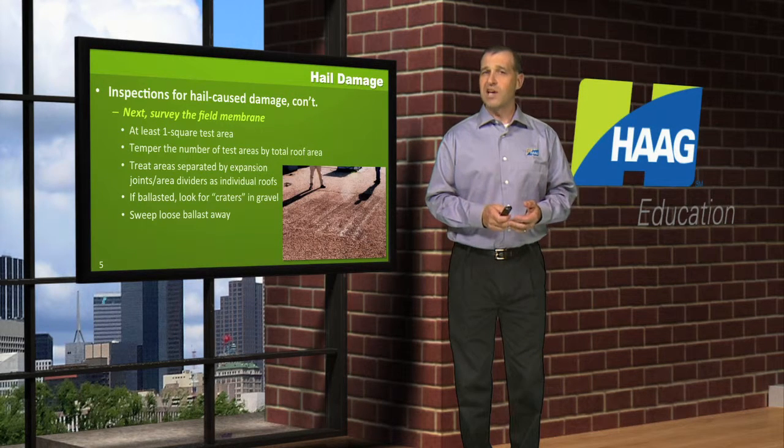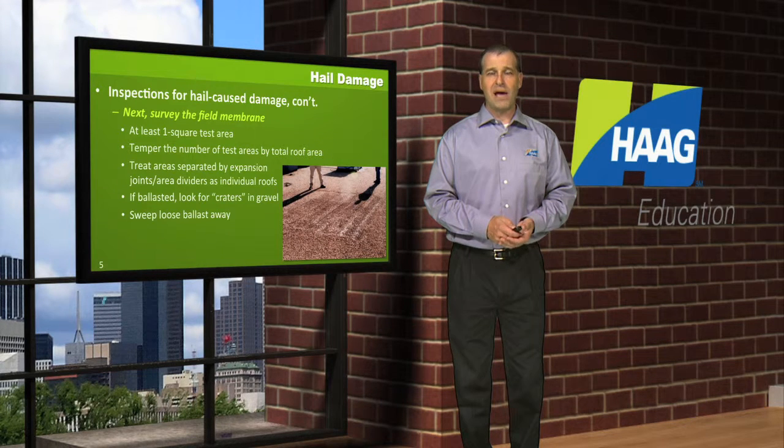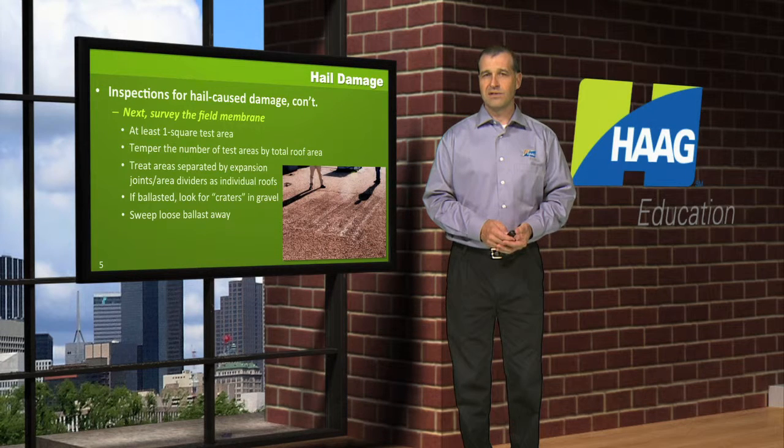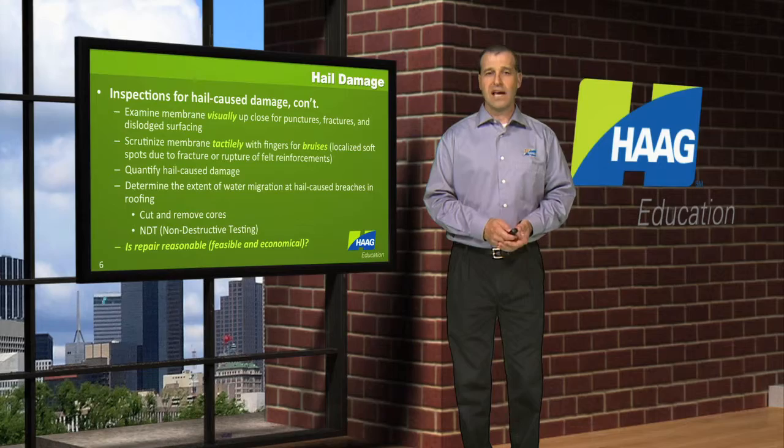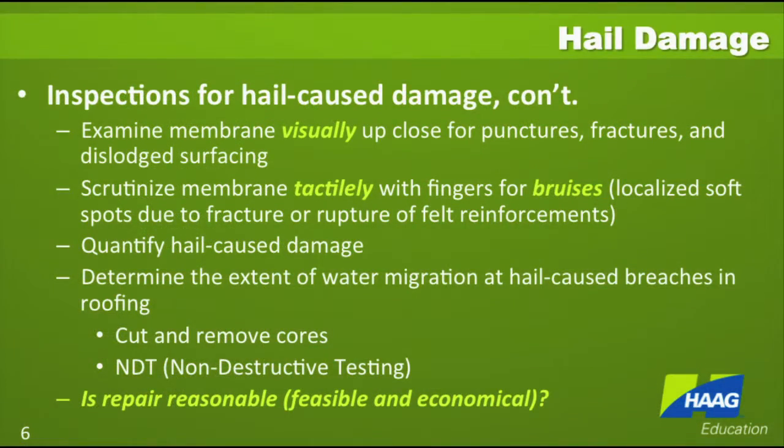Also, you could do a more general sweeping of your test area to remove the loose gravel ballast, and then we're looking to see, is any of the embedded gravel dislodged from the surface, or do you see or feel actual fractures in the roof membrane with or without water oozing out of them. So that's when you get down up close to look for these punctures, fractures, and dislodged surfacing. If it's happened recently, the exposed asphalt surfaces are going to look dark black and glossy.